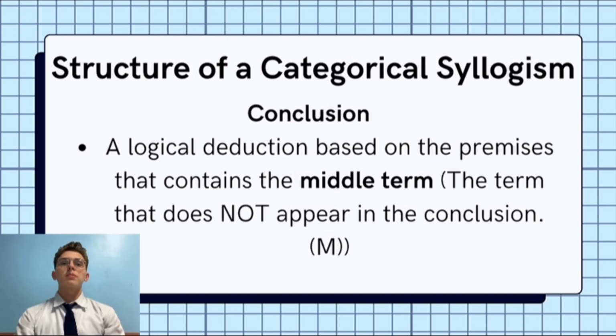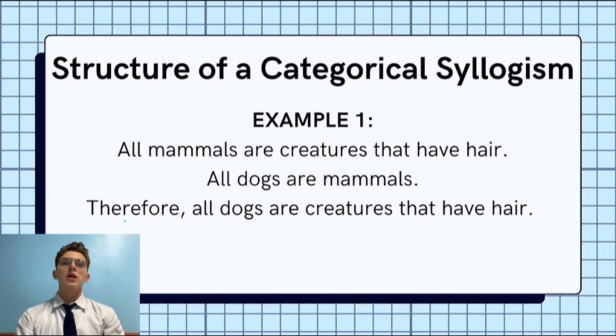Let's proceed to the examples in order to identify the structure for categorical syllogisms. Example 1. All mammals are creatures that have hair. All dogs are mammals. Therefore, all dogs are creatures that have hair. In this example, the major term or the predicate term of the conclusion is creatures that have hair. The minor term or the subject term of the conclusion is dogs, and the middle term or the term that does not appear in the conclusion is mammals.